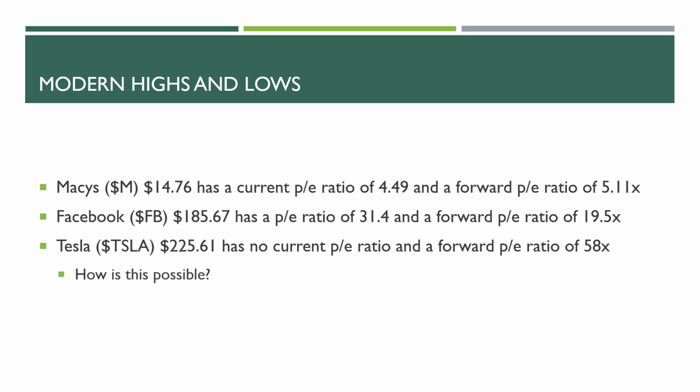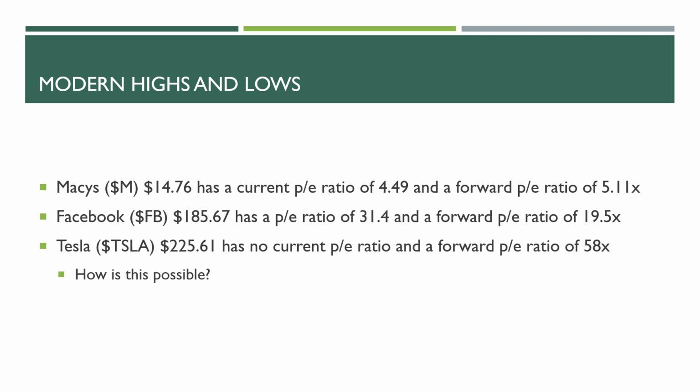Now I have an example of one of the modern examples. We have plenty of them, but this is a very common one. Tesla, a very popular stock right now for many reasons, with a share price of $225.61, and this has no current PE ratio, and a forward PE ratio of 58.